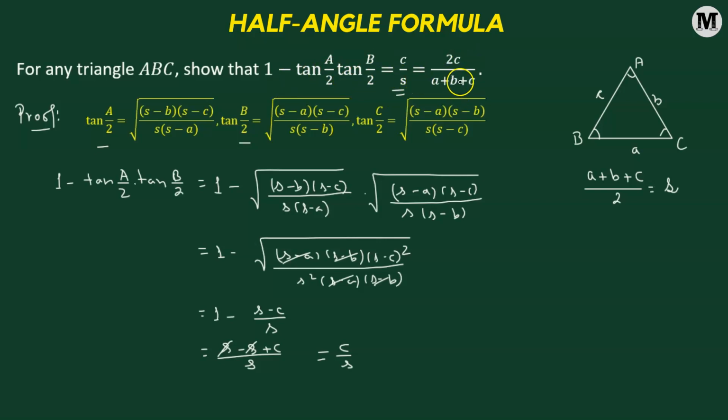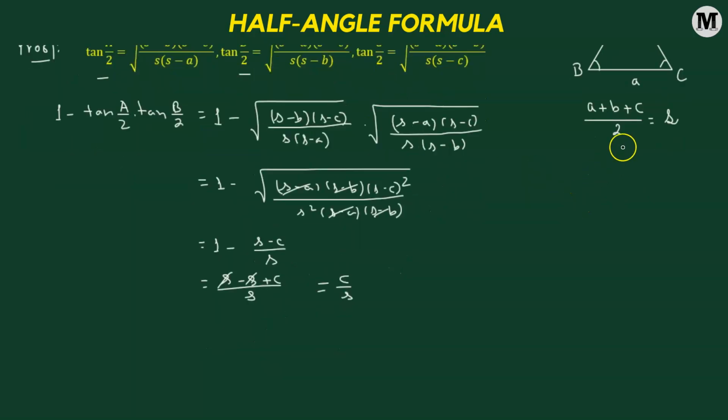Now we'll show that it's also the same as 2c over a plus b plus c. Here, in place of s, we can substitute (a plus b plus c) divided by 2. So that means we have 2c divided by a plus b plus c. Therefore, we have successfully shown that 1 minus tan(A/2) times tan(B/2) equals c over s, which is also equal to 2c over a plus b plus c. Hence proved.